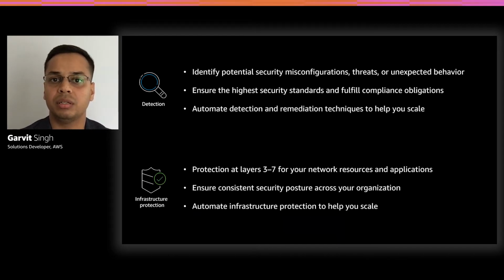Similarly, when we say infrastructure protection, what we really mean is protecting your network, resources, and applications at layers 3 to 7. We want to implement a consistent security posture across your entire organization, and then we want to automate these infrastructure protection techniques to help you scale your security. You would have noticed that I repeated the phrase implementing security at scale because that is really one of the key takeaways from this session.